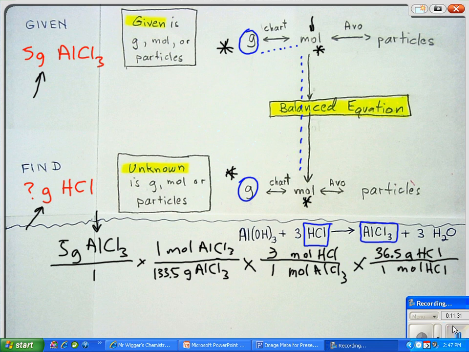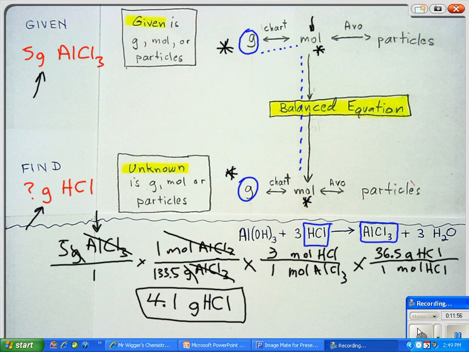And when you run that calculation, you come up with 4.1. This is going to be grams of HCl. Let's cancel everything out and make sure that that worked out correctly. We've got aluminum chloride canceling out here, grams for grams. Moles of aluminum chloride canceling out here, moles per mole, and moles of HCl with moles of HCl. And our only unit of measure left is grams of HCl. So we know we've got it right.